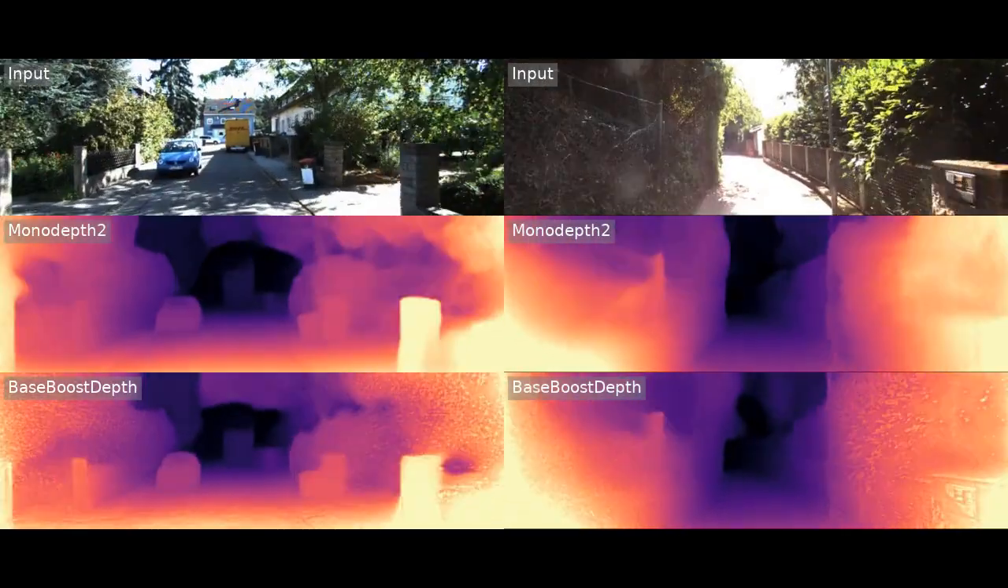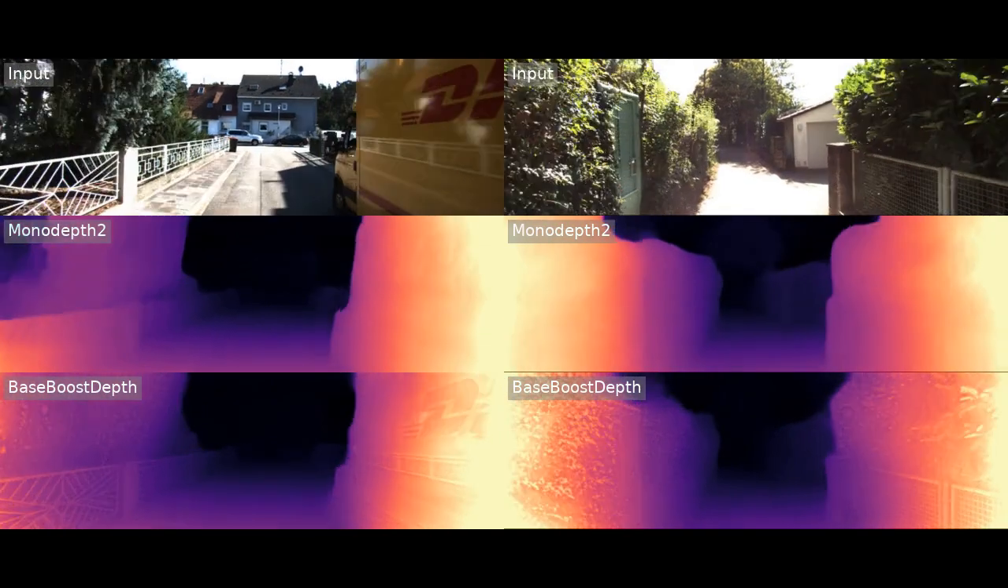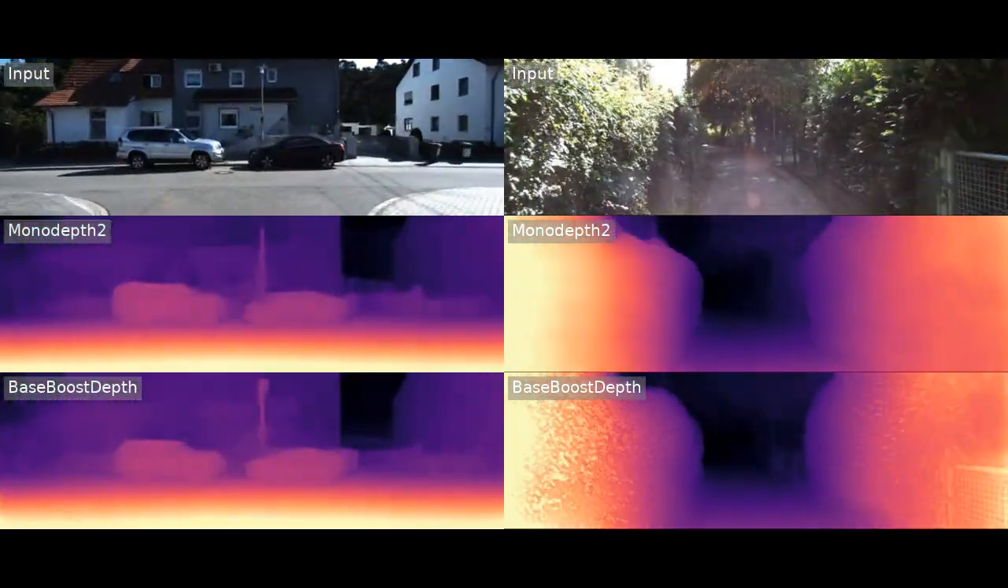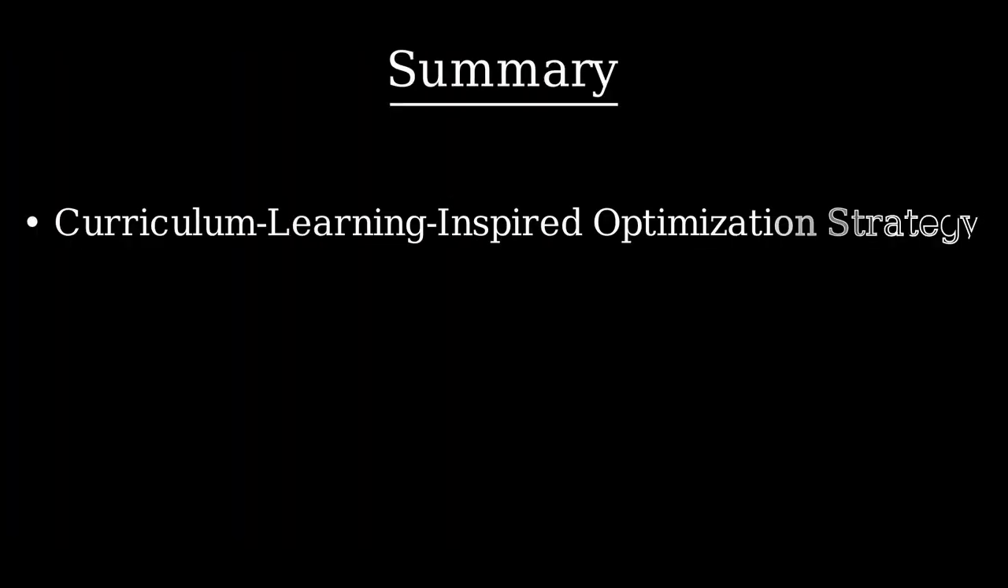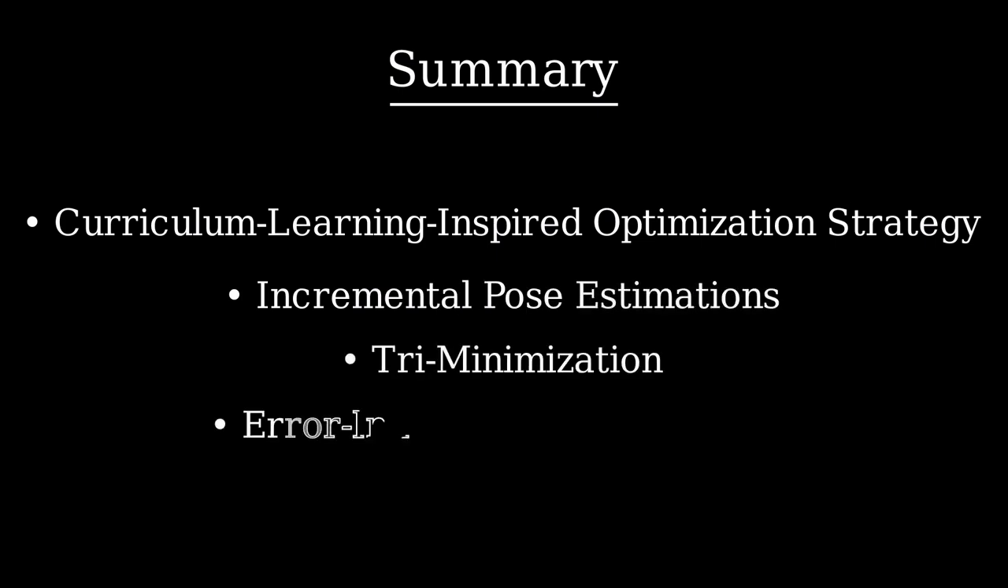Here we present some qualitative results that illustrate the impressive performance of BaseBoostDepth compared with our benchmark MonoDepth 2. We observe fine details such as mesh railings and fences being illuminated, and leaves being pronounced. In summary, BaseBoostDepth introduces a curriculum learning-inspired optimization strategy, incremental pose estimation, triminimization, and error-induced reconstructions.